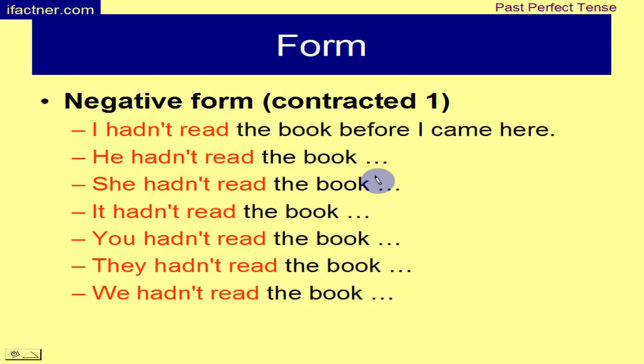Now there are different contracted forms of past perfect tense. The first one is hadn't. Here we shorten had not to hadn't.